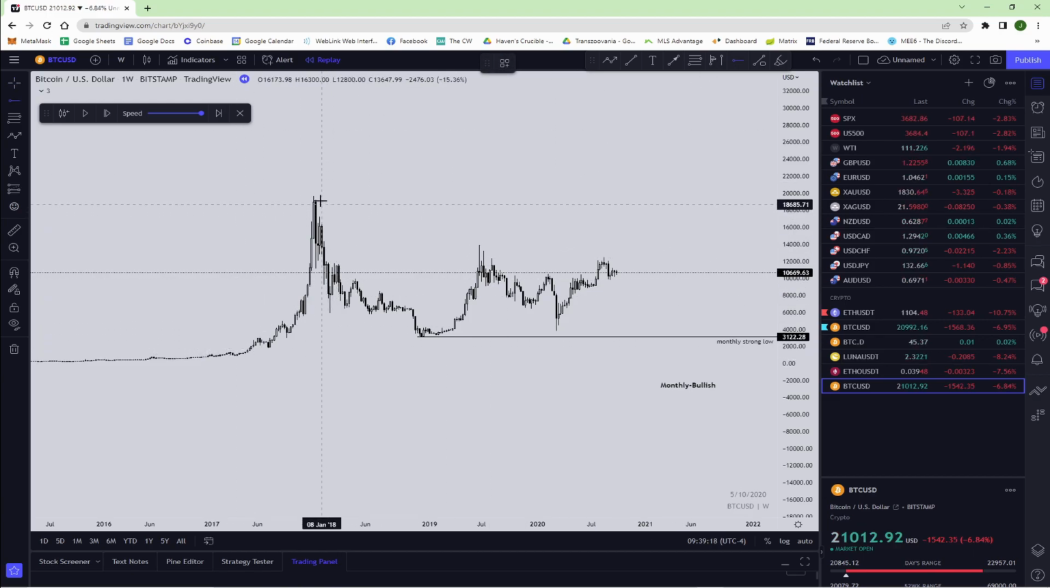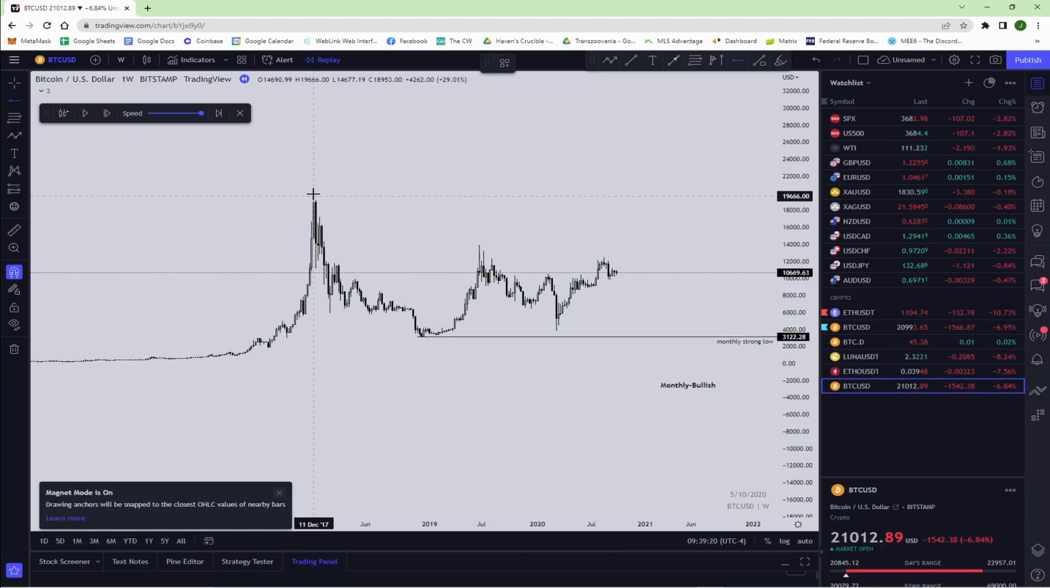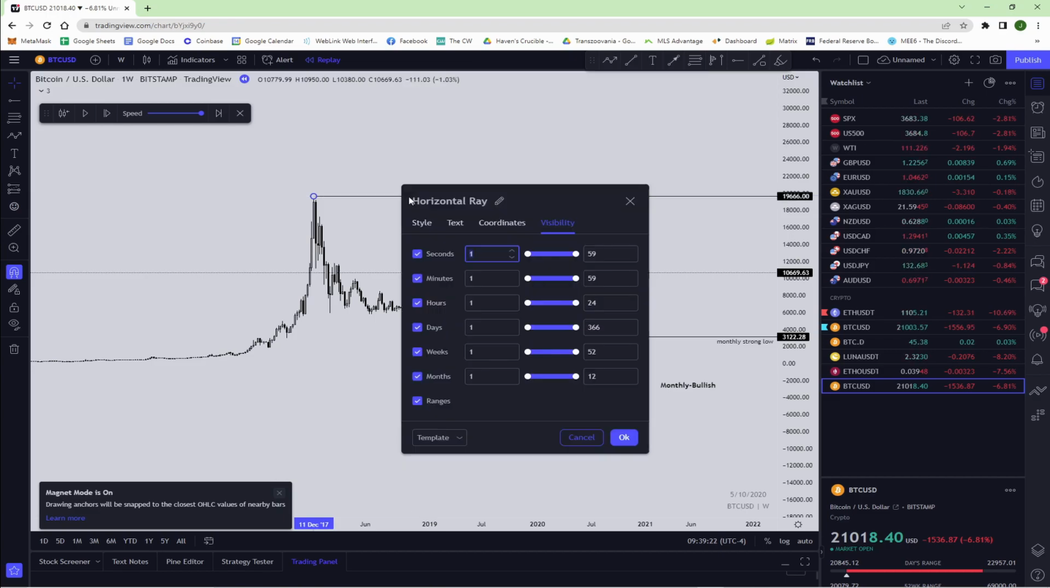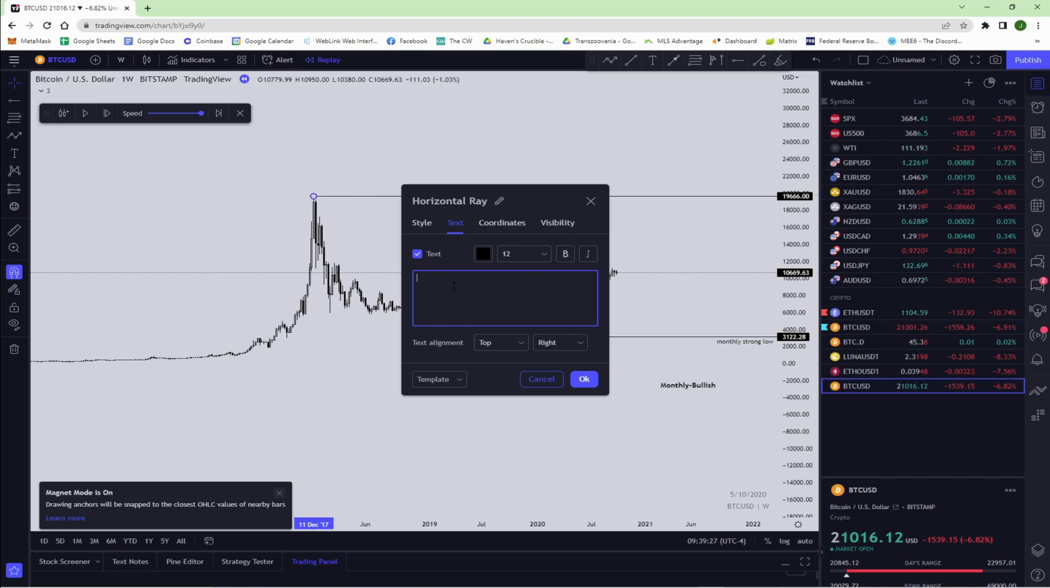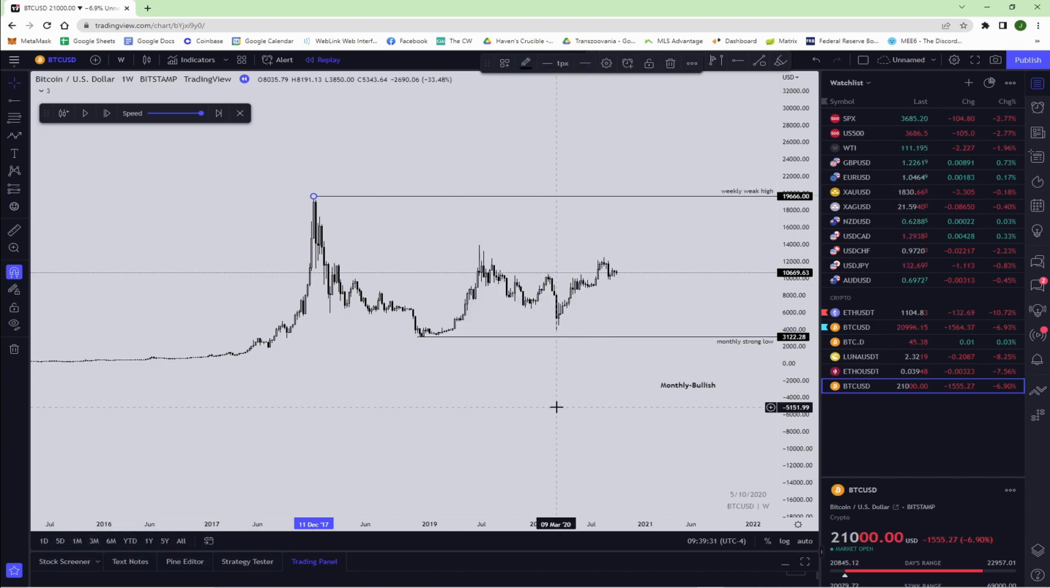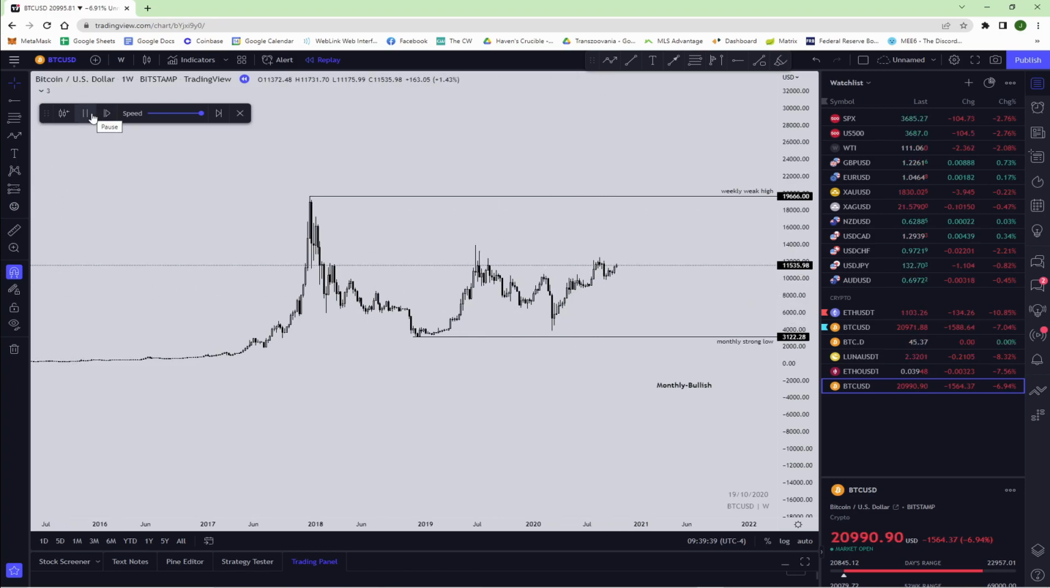So we're not too worried about that. However, we come up here. We have formed a pullback. We are in a bullish move, so we're going to call this, we don't want to see this on the monthly, we're going to call this a weekly week high. Then we're in our pullback. Nothing's happening. This is all internal structure. Let's hit the play button and let it grow.